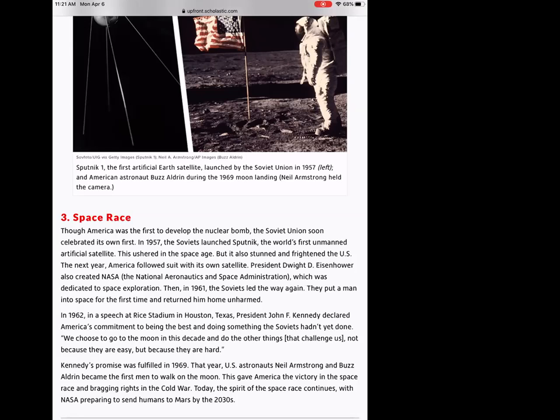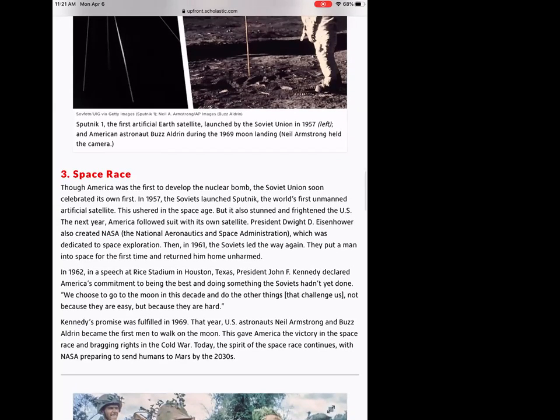Then, in 1961, the Soviets led the way again. They put a man into space for the first time and returned him home unharmed. In 1962, in a speech at Rice Stadium in Houston, Texas, President John F. Kennedy declared America's commitment to being the best and doing something the Soviets hadn't yet done. Quote: "We chose to go to the moon in this decade and do the other things that challenge us, not because they are easy, but because they are hard." End quote. Kennedy's promise was fulfilled in 1969.